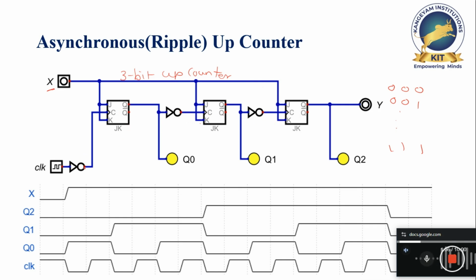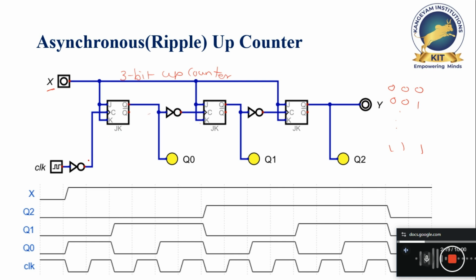For the first flip-flop a separate clock pulse has been given, and for the second flip-flop the clock pulse is taken from the output of the first flip-flop. Same for the third flip-flop: the clock pulse has been taken from the output of the second flip-flop. This is how it has been connected.